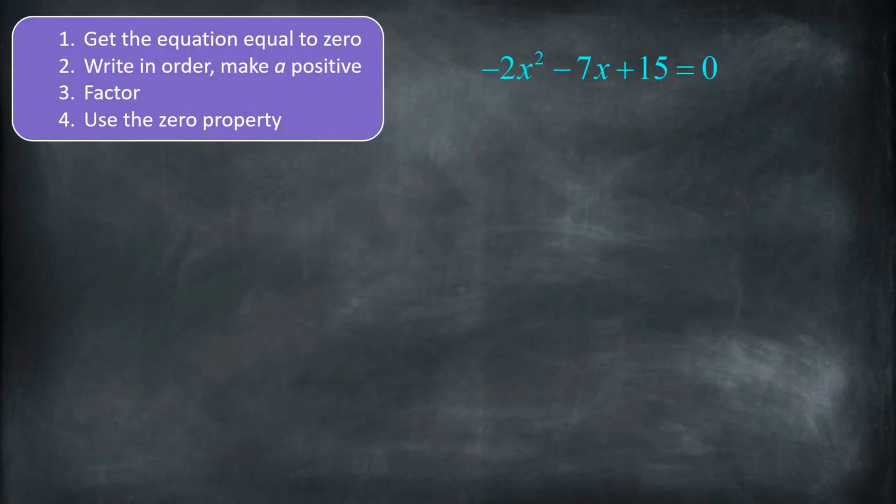So this one right here, negative 2x squared minus 7x plus 15 equals 0. Oh, this is an ugly one. Well, first thing we want to do is get it set equal to 0. We're already there. Then we want to put it in order, which it is in order, but we want A to be positive. A here is negative 2. So, man, how can we handle that, right? We got a negative 2. We want it to be a positive.